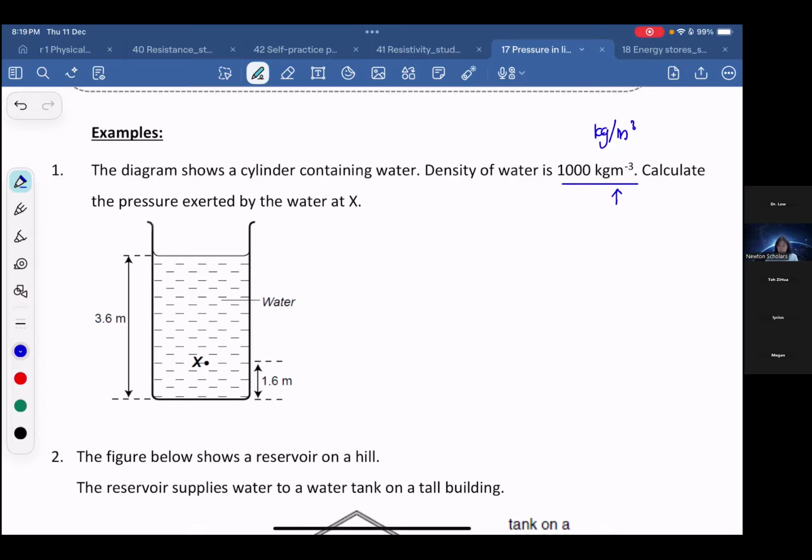Calculate the pressure exerted at point X. Can you try? P equals rho g h. Rho is like this, this is the way we write rho. Do not write small p. Boys and girls, can you try and then tell me your answer? At the same time, I want to take attendance.